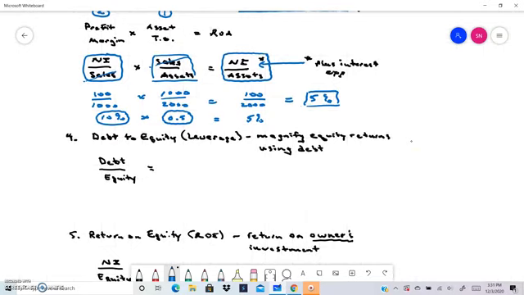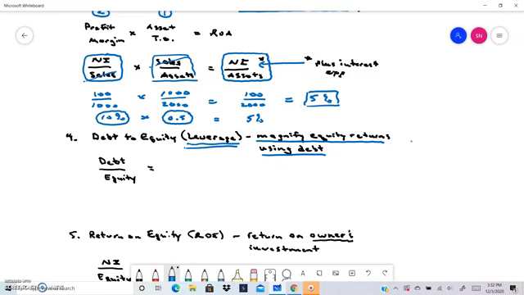And this is basically leverage. This is using other people's money, using other people's money to magnify the equity returns. So, in other words, you're the owner, and what you're doing is you're borrowing money so that you can magnify the returns on your investment. Not just the returns on assets, but the returns on your investment by using other people's money.